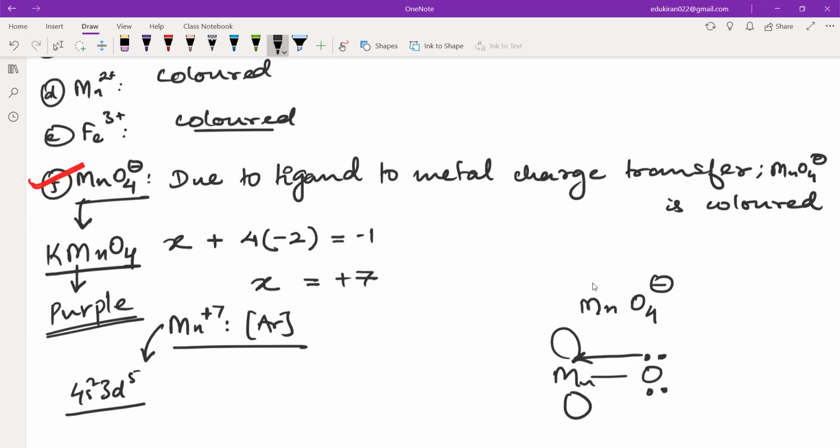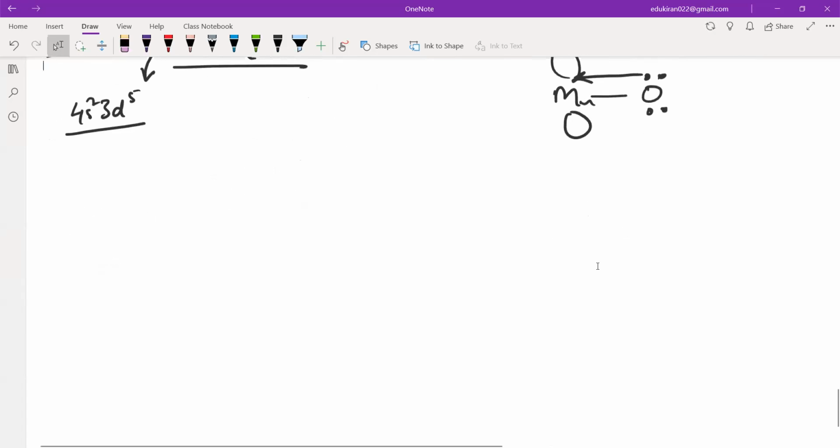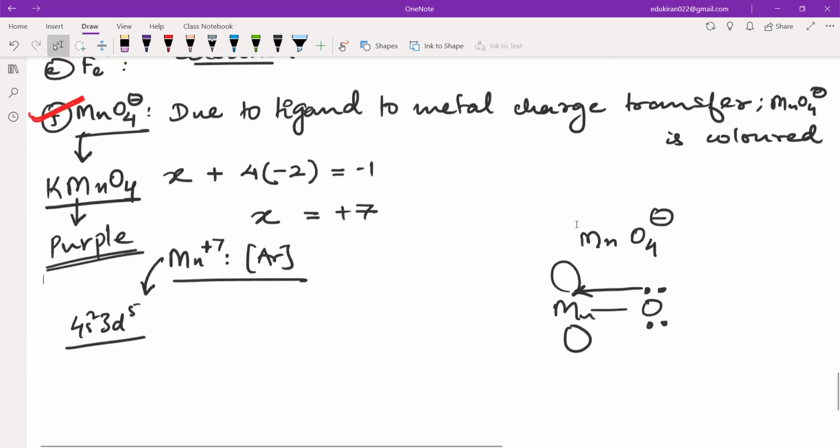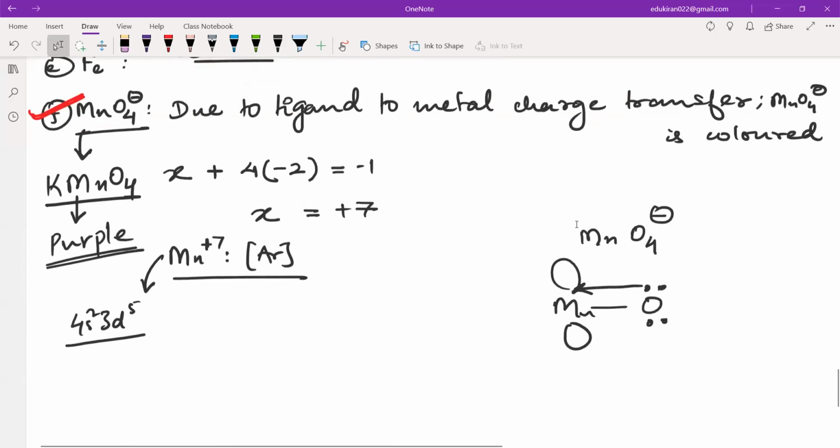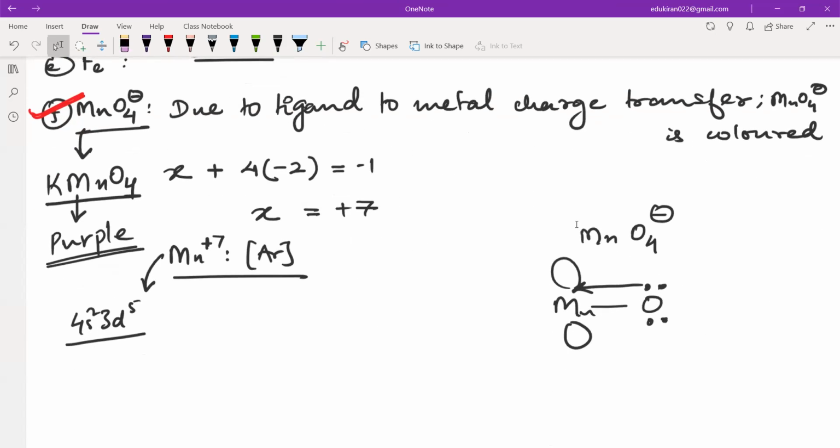This is purple color, correct? Okay, guys, so that is it. One more question I think is important, and then we can leave for today. Can you show the answer for MnO4 negative? Write it down.